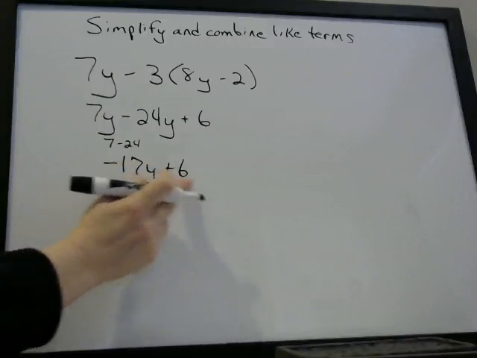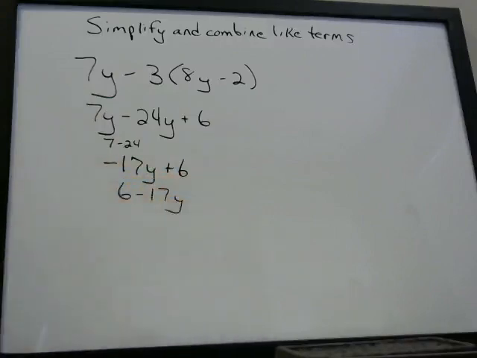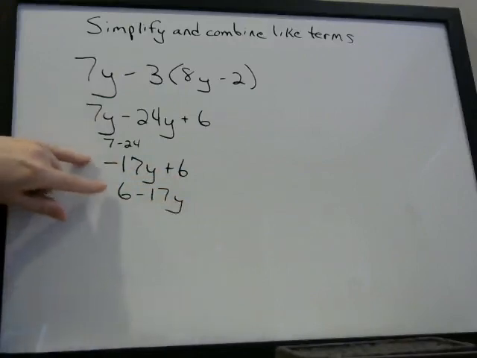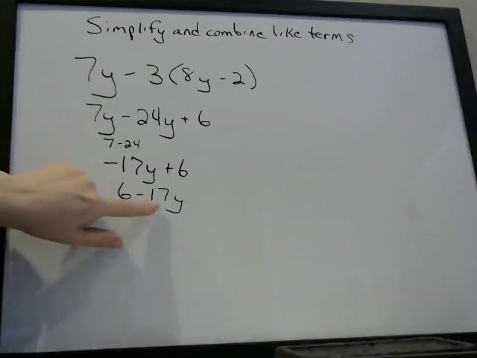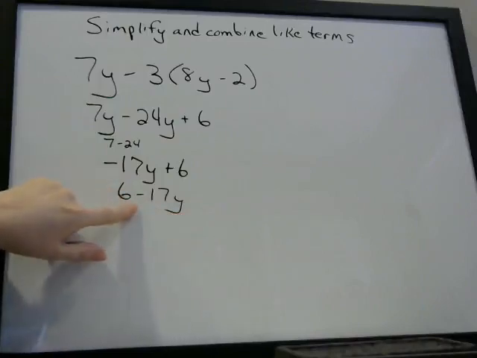Now we can flip these around because of the commutative property, so the answer might actually be written as 6 minus 17y. But these two are the same thing, and we can't simplify this any further. We can't do anything with the 6 and the 17 because this has a y and this does not.